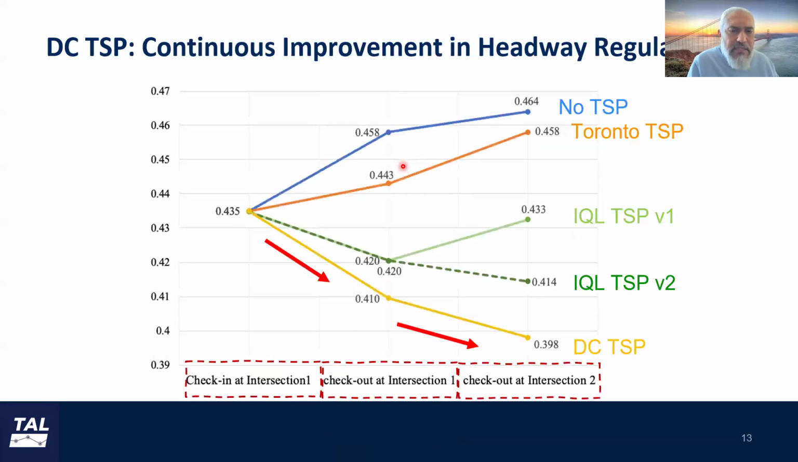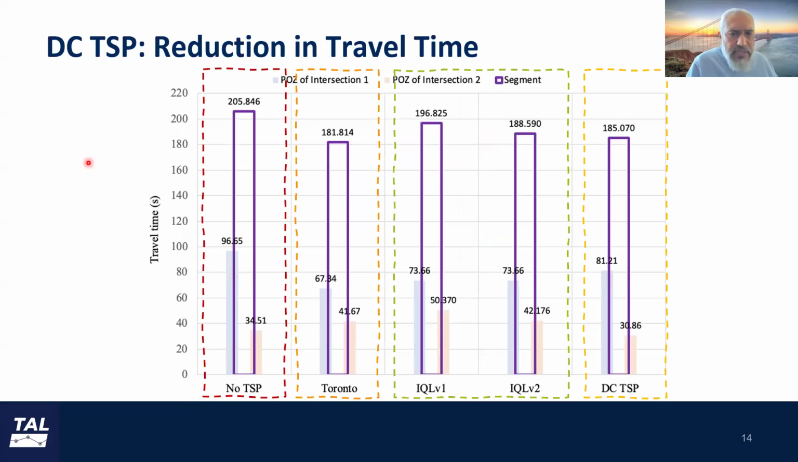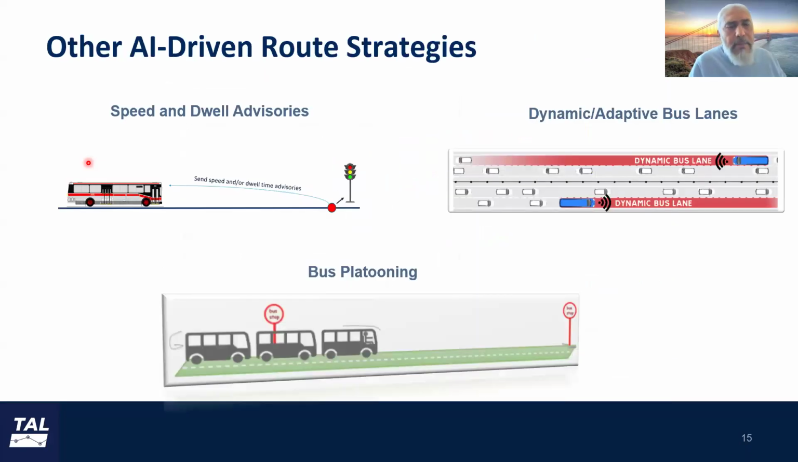So again, to show you the results here, here is our DTCSP, and these are the benchmarks. Going from one intersection to the next, we see that the headway irregularity or headway deviation keeps improving, whereas with the benchmarks, it either stagnates or actually goes up. So it just goes to show the benefit of coordinating the TSP actions at successive intersections, which is not something that we do now. But with the help of AI, as in our algorithm, you can coordinate the TSP actions over multiple successive intersections so that you can regulate the headway. So that's another result.